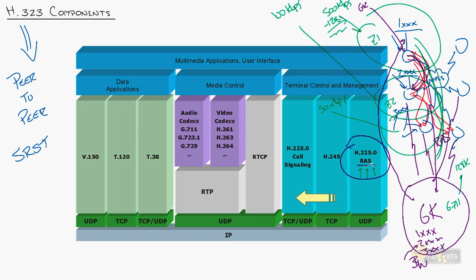Registration, admission, and status. Admission says, I'm sorry, you can't call Zone 2 right now because Zone 2 does not have the bandwidth available. Because they don't even have enough bandwidth to make one G.711 call with that 100 kilobits per second. So that's one of the functions, another one of the functions of the gatekeeper. That's really all this protocol is focused on. So again, we've got call setup, feature exchange, and then registration, admission, and status, which is all gatekeeper.